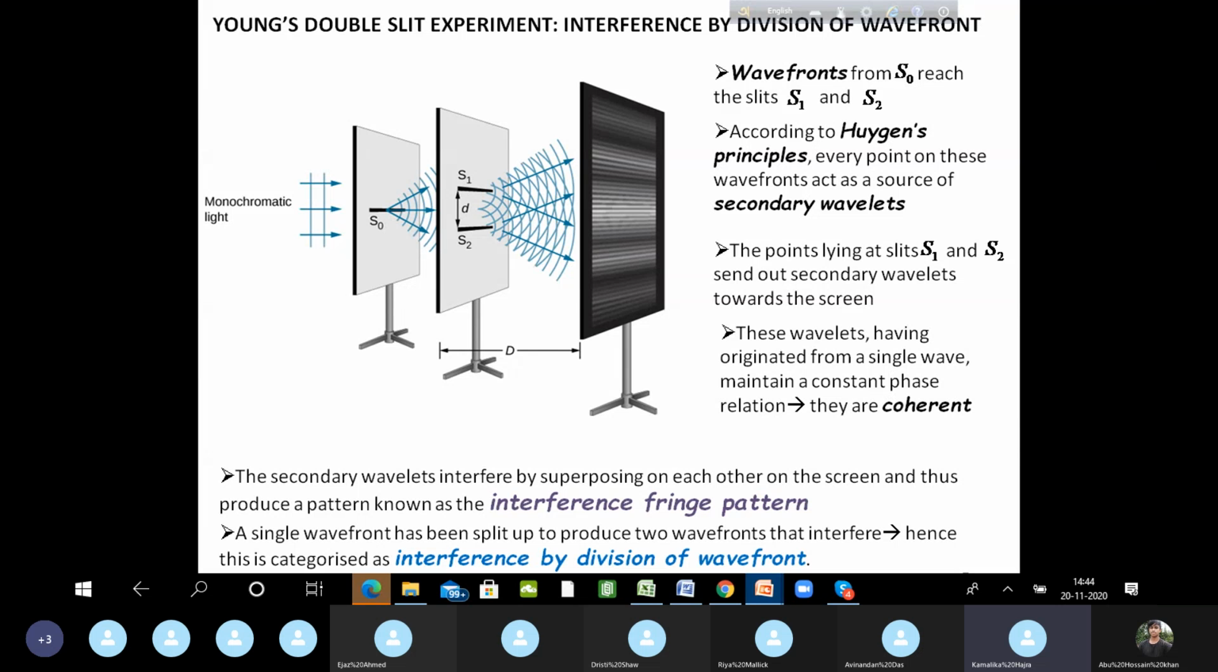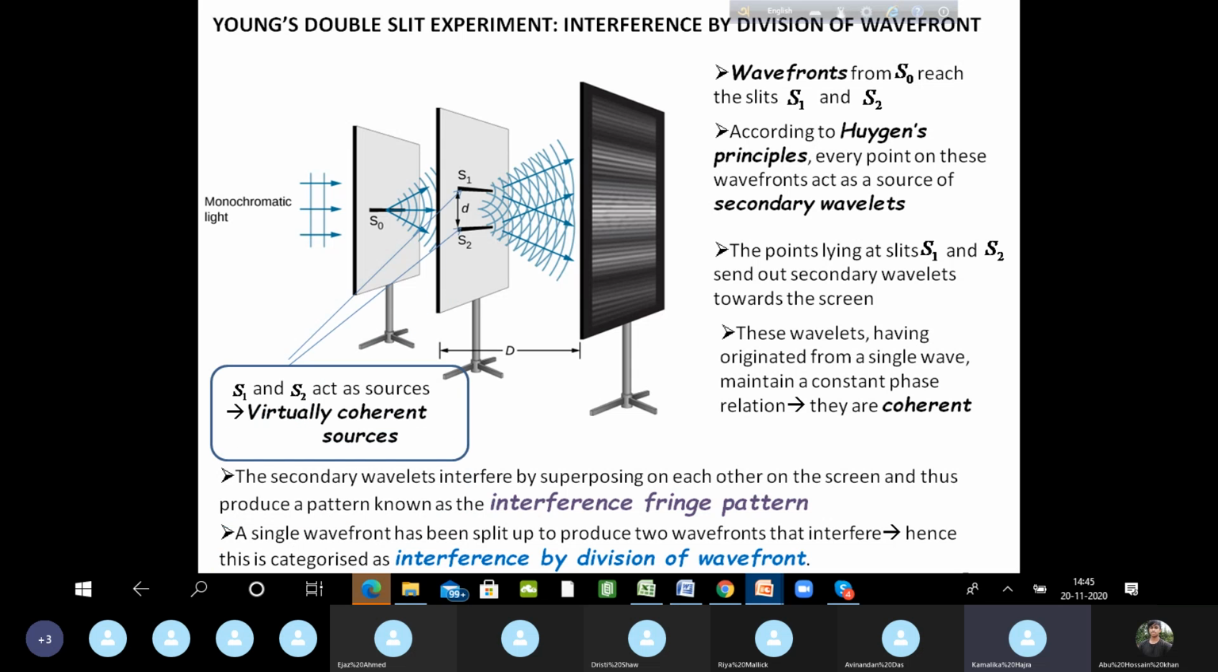So since a single wavefront has been split up to produce two wavefronts that interfere, this is categorized as interference by division of wavefront. Okay? The two sources S1 and S2, the two slits rather, they act as virtually coherent sources. Another important question. Why are S1 and S2 called virtually coherent sources?